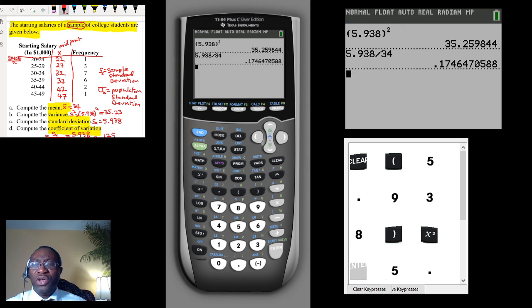0.175. So in a nutshell, that is how you can use the TI-84 to find the mean, the standard deviation, the variance, and then the coefficient of variation.